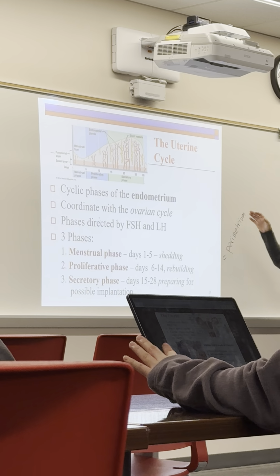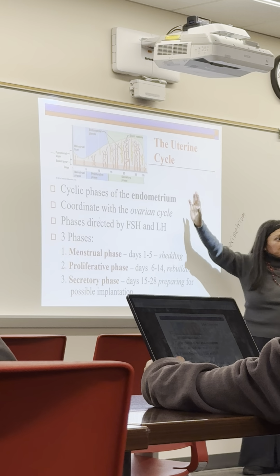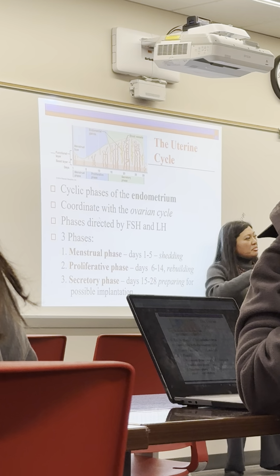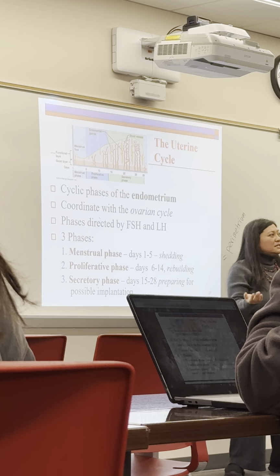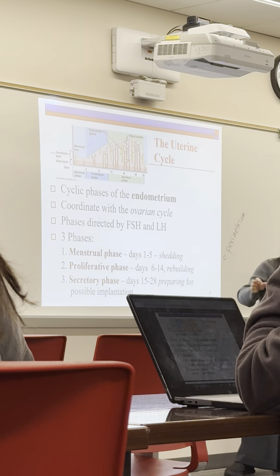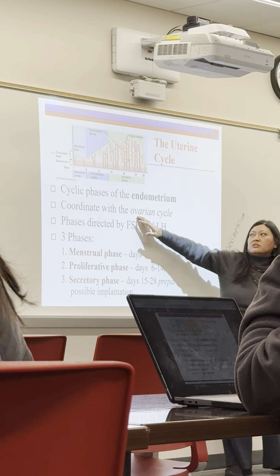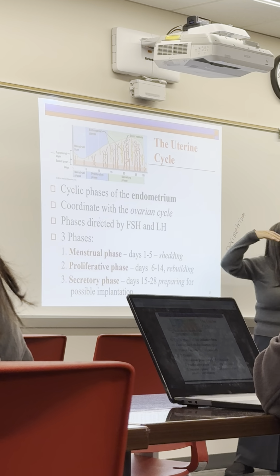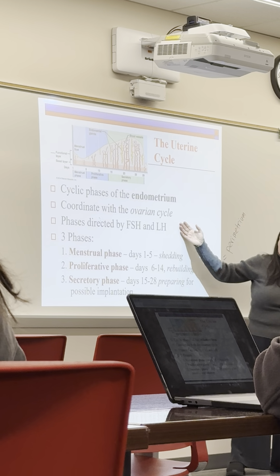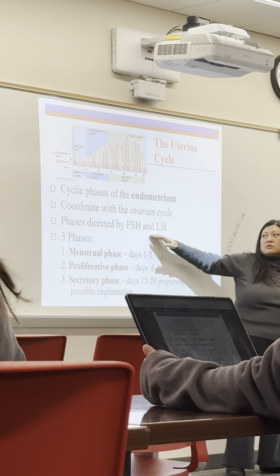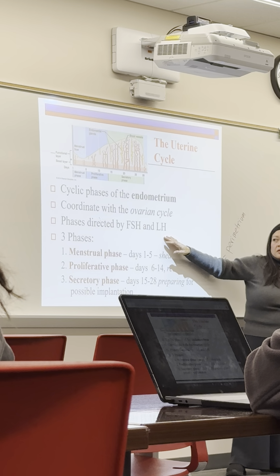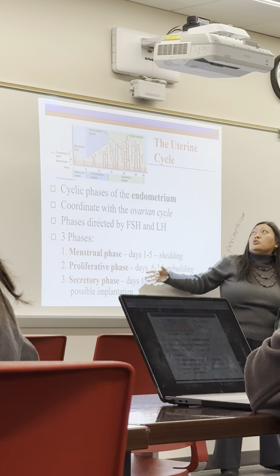So that takes us finally to our uterine cycle. This is now with a focus on the endometrium, the thickening of the endometrium and the release and the shedding of the endometrium. And this is all cyclic. This will coordinate with the events in the ovary, with the follicle, with the corpus luteum. These phases are also going to be directed by FSH and LH. These are the three phases of the uterine cycle.